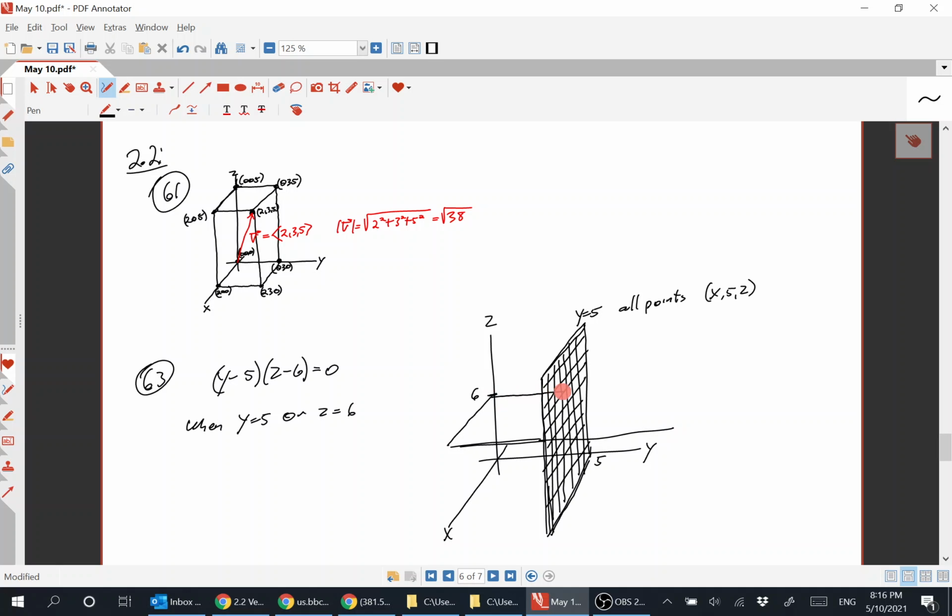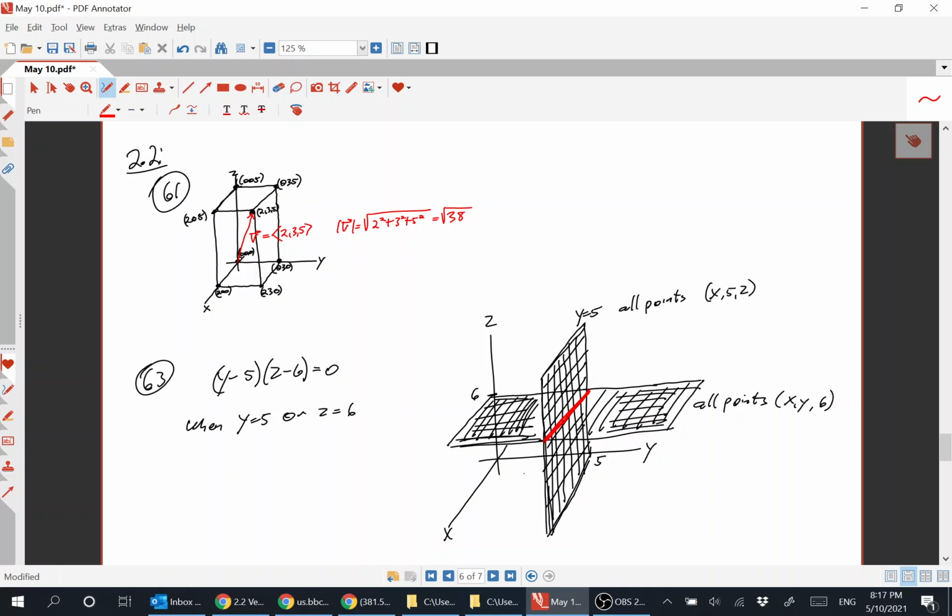So that's the plane parallel to the xy plane, containing all the points for any x coordinate, any y coordinate, and then z coordinate equal to 6. And that's parallel to the xy plane. So all the lines here that I'm going to draw are going to be parallel to either the x-axis or the y-axis. And the intersection of these two planes is right there. It's a line.